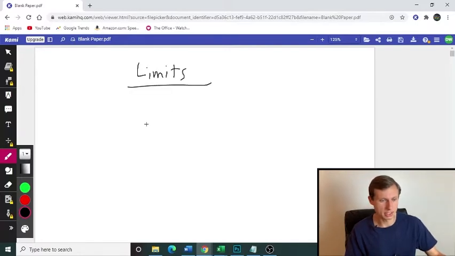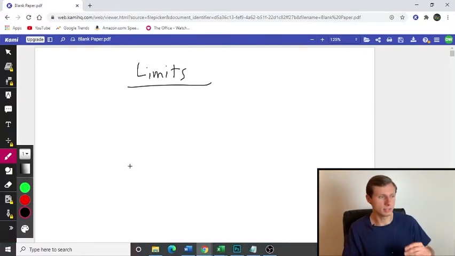And the cool thing about limits, well actually there's not a lot of cool things about limits, but one of the cool things about limits is that we're going to introduce a new kind of definition for a very basic principle in math. And here's what it is.